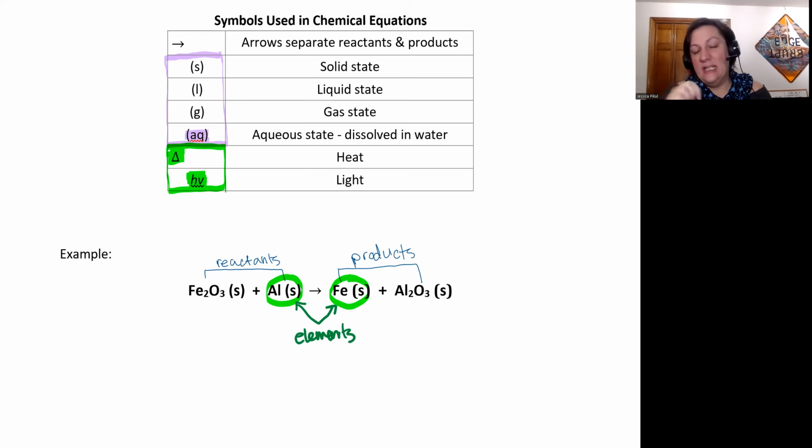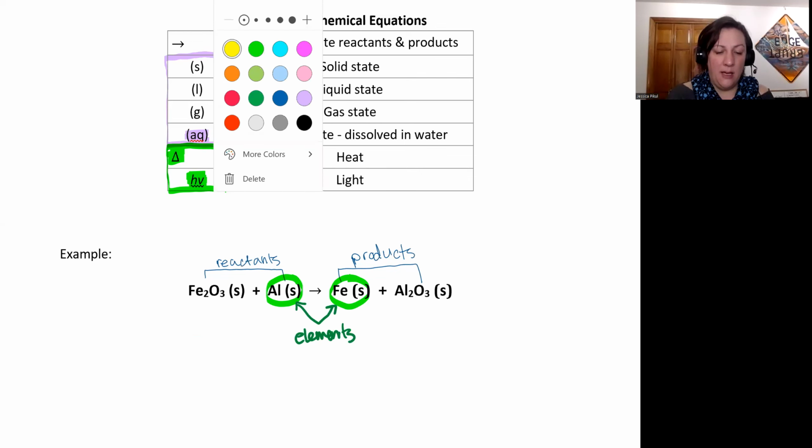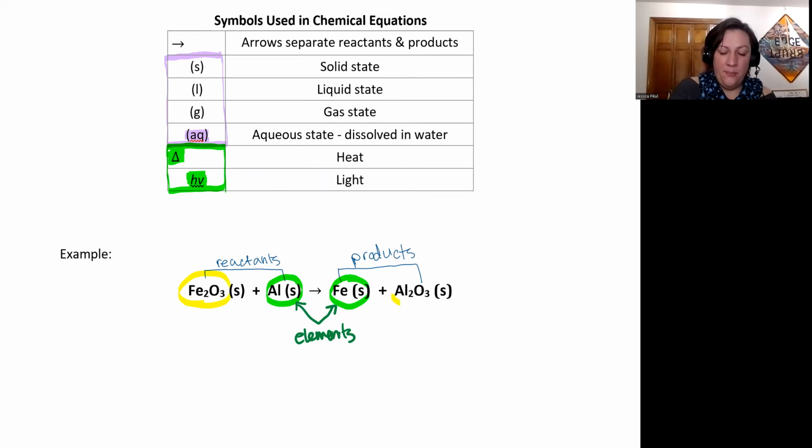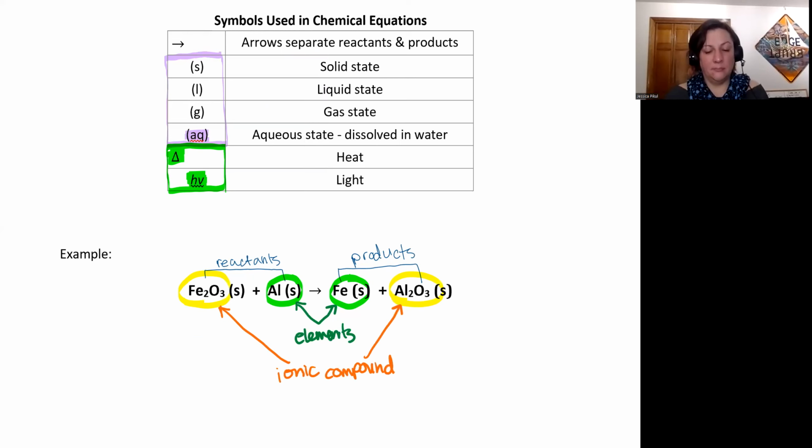Something will be an element when it is just one chemical symbol by itself. And it might, like our oxygen, have a subscript, meaning there's more than one atom covalently bonded together. But if they're the same type of element, then it's in its element state. Now, the other two I'm noticing are ionic compounds. I have, in both cases, metal and non-metal bonded together. And so this will be an ionic compound, or a metal salt, as well.